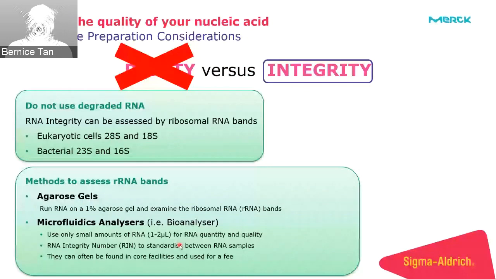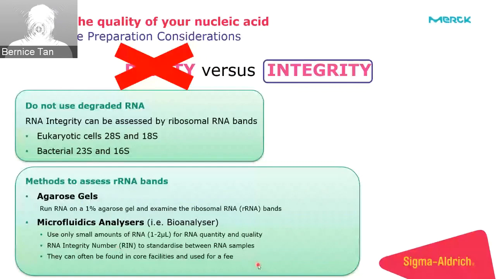With the Bioanalyzer, you get a RIN, or RNA integrity number, which allows a standardized reading for all your samples. These microfluidic analyzers are usually available in core facilities, and you can use them for a small fee.